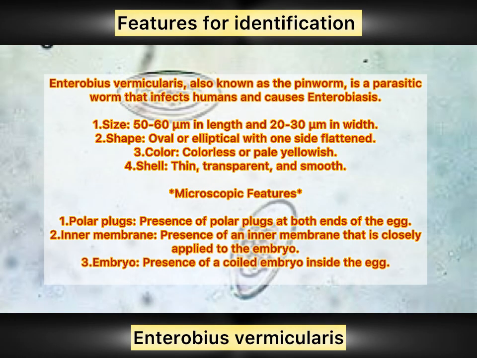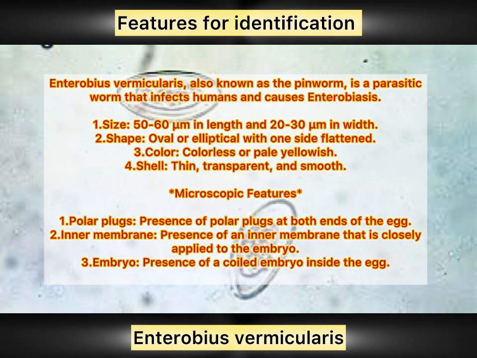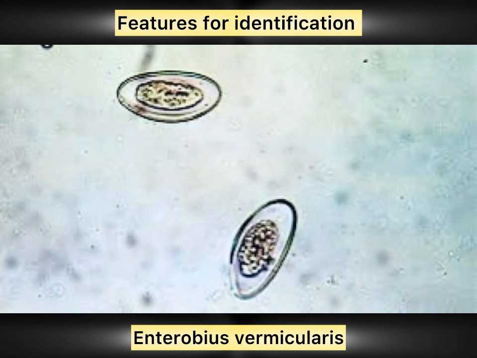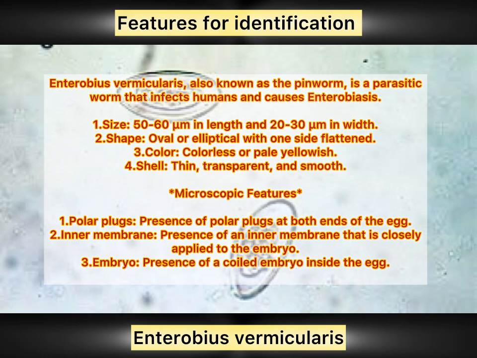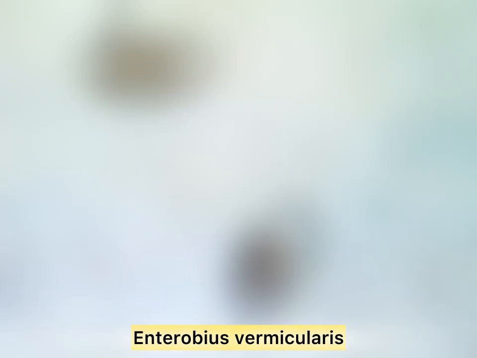Enterobius vermicularis, also known as pinworm, causes an infection. The size of this parasite egg is 50 to 60 micrometers in length, 20 to 30 micrometers in width. It also has an oval or elliptical shape with one side flattened. 3. Color. It is usually colorless or pale yellowish. 4. The shell. It has a thin, transparent, and smooth shell. Note: Enterobius vermicularis eggs are usually found in stool but can be found in urine in cases of heavy infection. So it can also be seen as a contaminant.